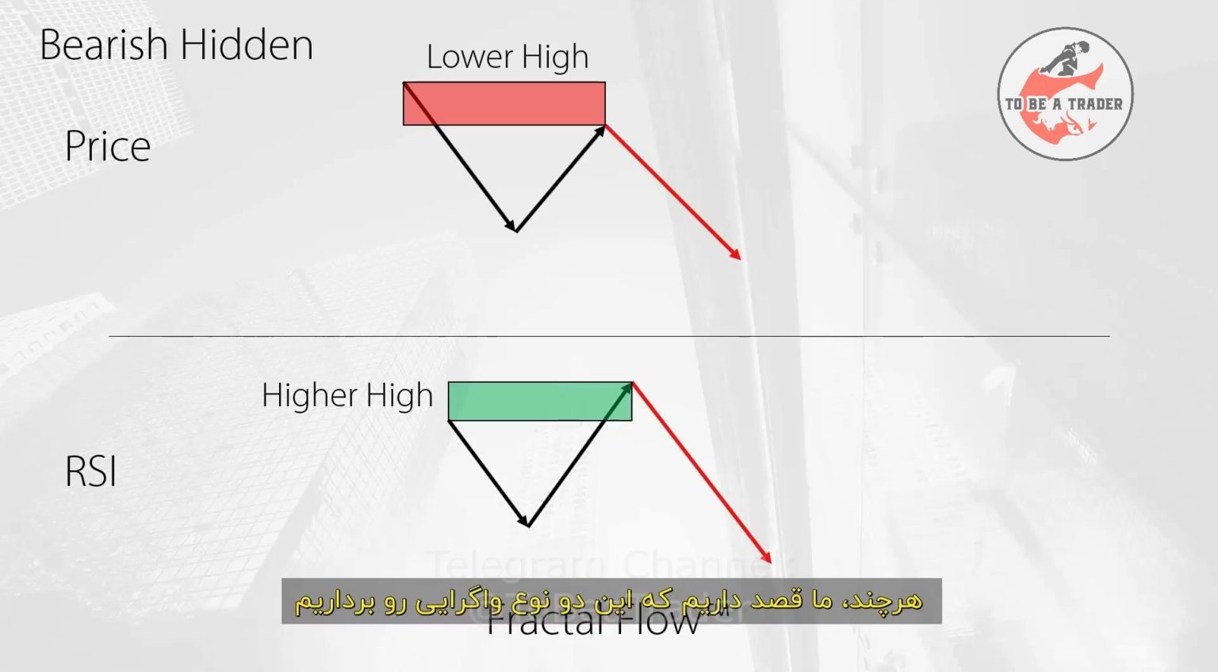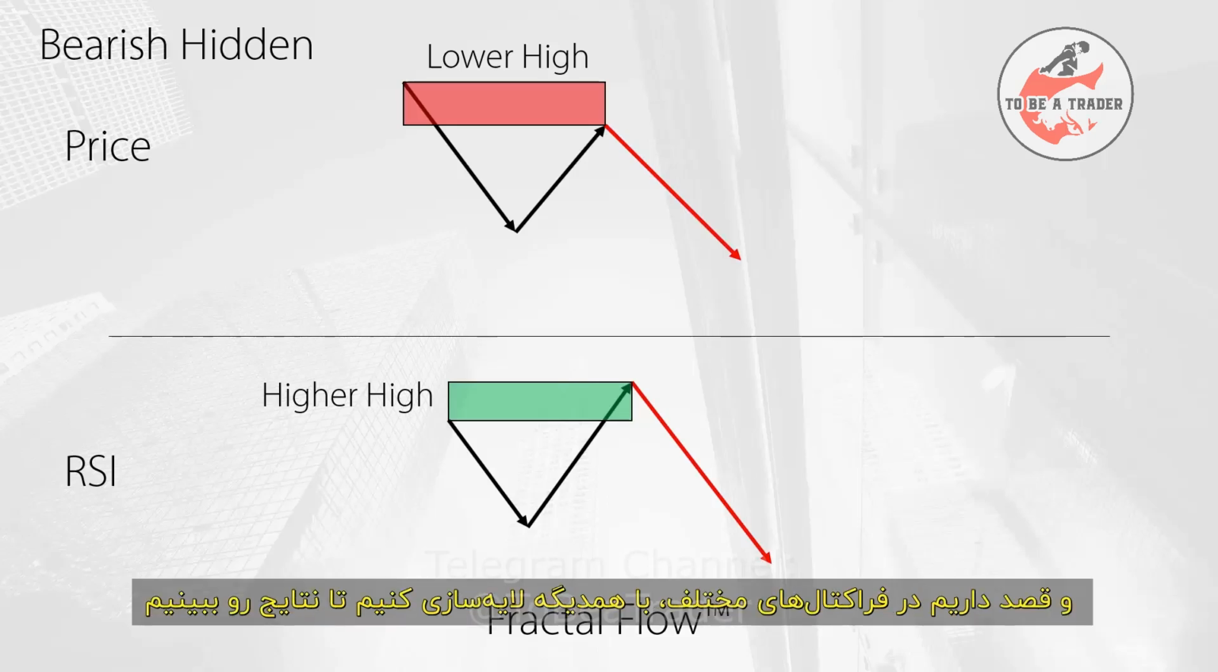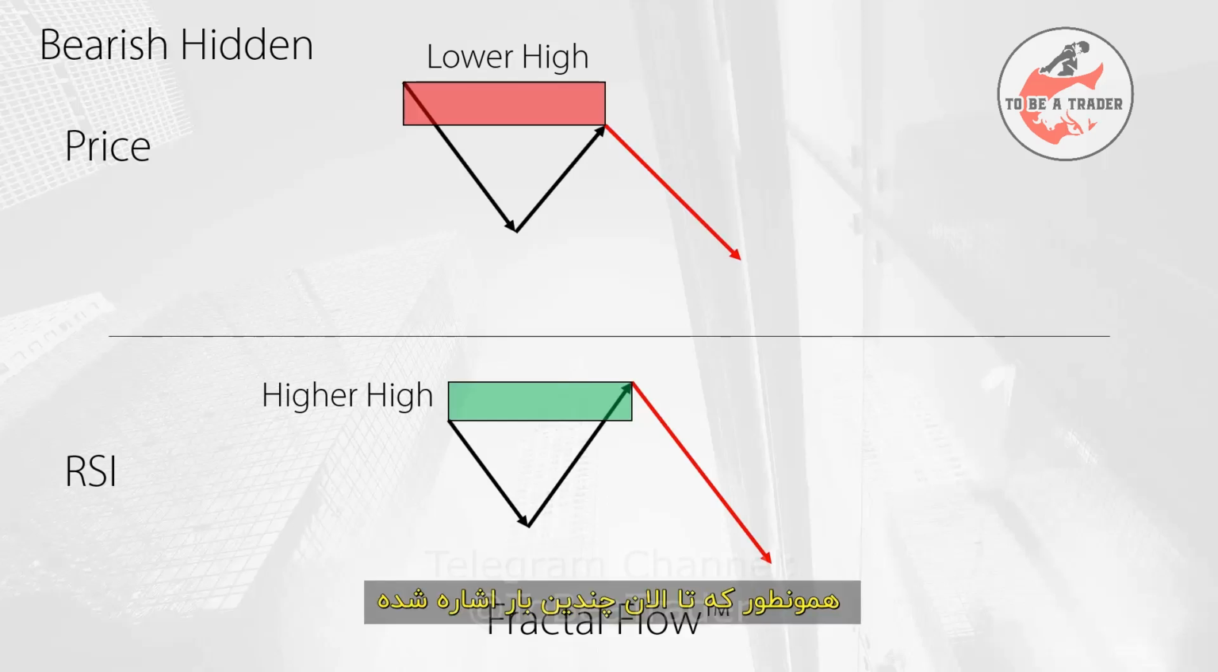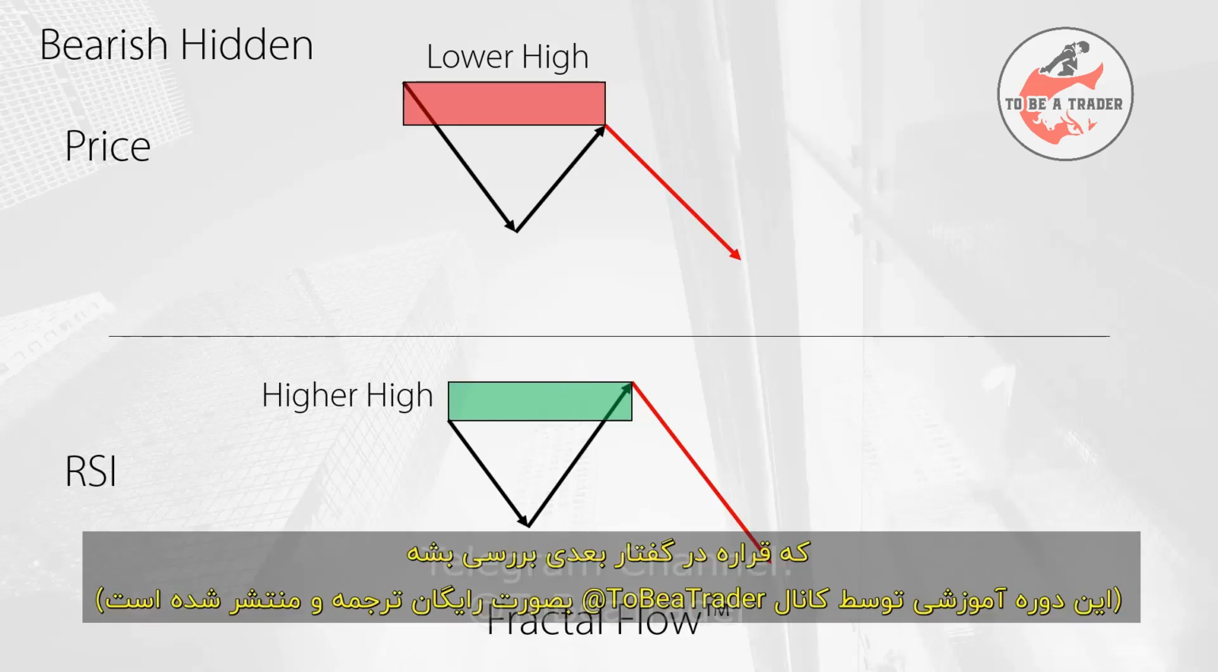However, we are going to take these two types of divergence and we are going to layer them together in different fractals to see the results. As it was pointed out already a few times, the way to do that is by using the idea of fractal analysis, which is going to be explored in the next lecture.